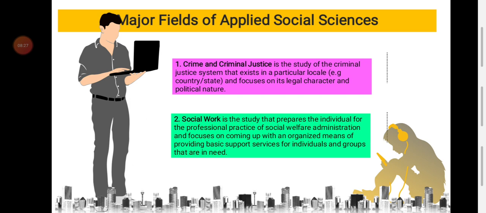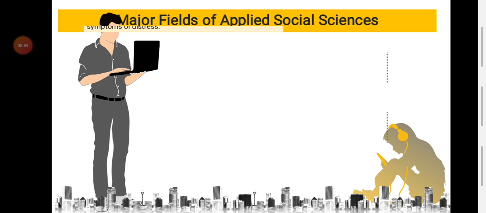Social work. Social work prepares the individual for the professional practice of social welfare administration and focuses on coming up with an organized means of providing basic support services for individuals and groups that are in need. Social work is a practice-based profession and promotes social change and development, social cohesion, and the empowerment and liberation of people. In the next lesson, we will learn more about social work.